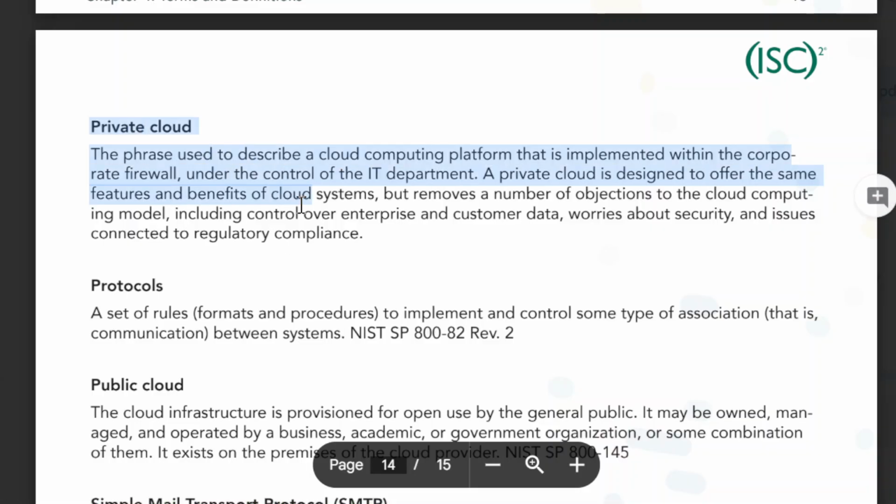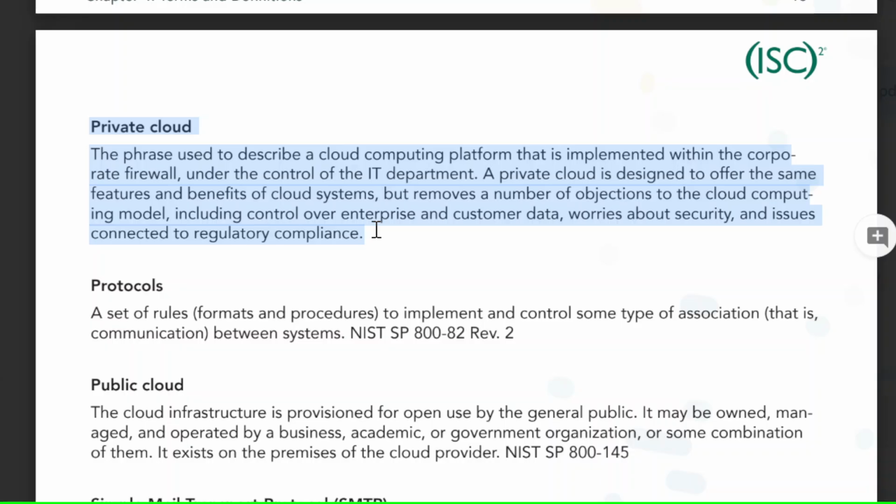Then next we have a private cloud, a phrase used to describe a cloud computing platform that is implemented within a corporate firewall under the control of the IT department. A private cloud is designed to offer the same features and benefits of cloud systems, but removes a number of objections to the cloud computing model, including control over enterprise and customer data, worries about security, and issues connected to regulatory compliance.